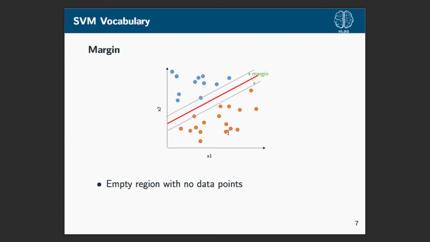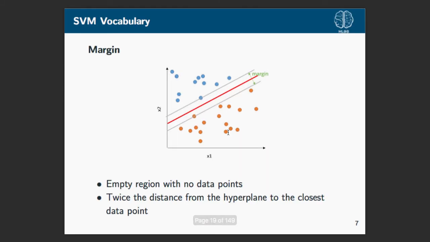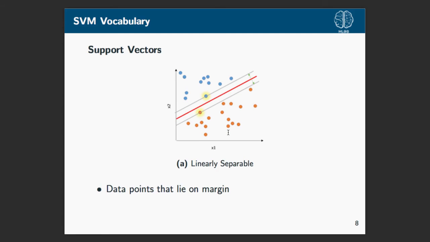So this margin is this empty region with no data points in it. Basically, the margin is the whole thing, so it's twice the distance from the hyperplane to the nearest point. Okay, cool. We talked about this margin being defined by these points closest to it. Let's give them a name. They're called support vectors. This is where support vector machines gets its name. This margin is solely determined by these support vectors, and these are the data points that lie on the margin. In this case, it's only two support vectors. But if you had more data points right on this line, as close to this hyperplane as these other two, those would also be support vectors.